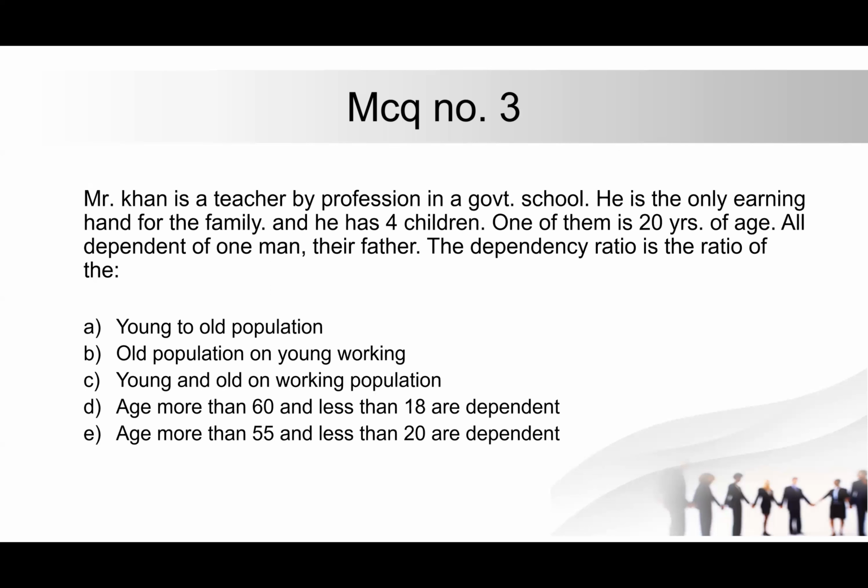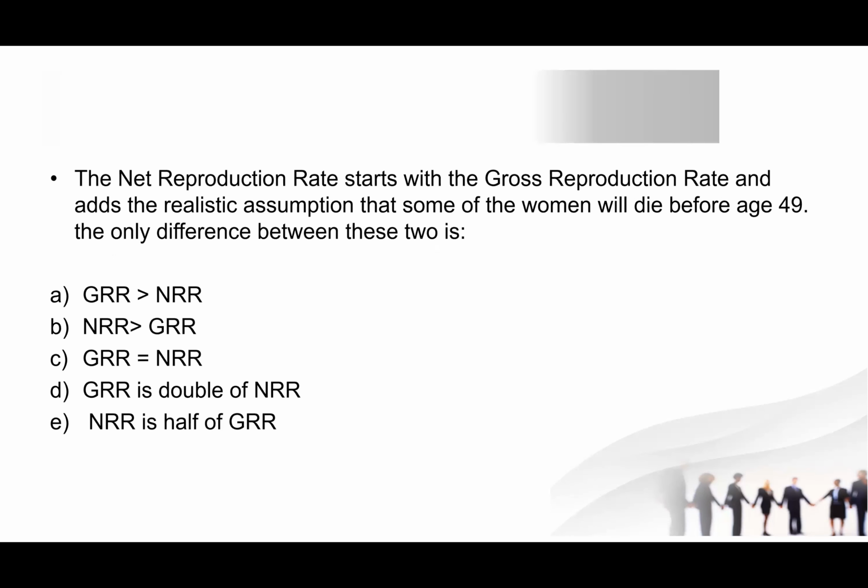Age more than 60 and less than 18 are dependent. Age more than 55 and less than 20 are dependent. It's C. It's young and old on working population.